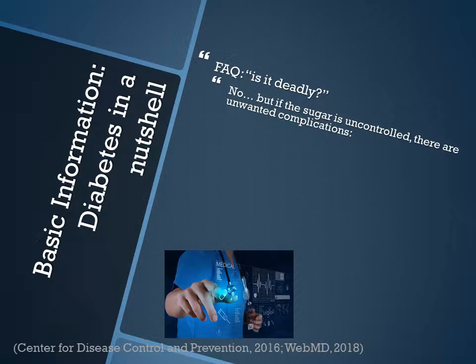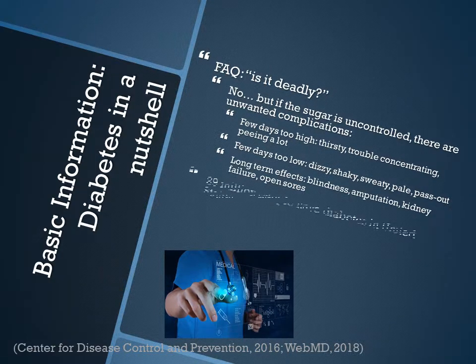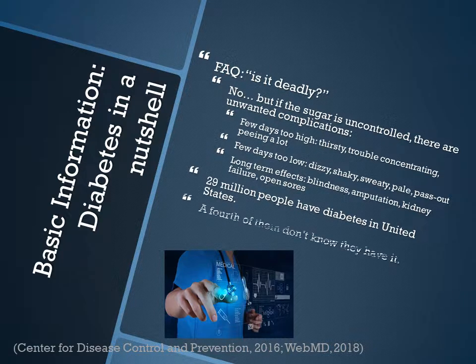If you go a few days with your sugar too high, you'll get very thirsty, you have trouble concentrating, and you pee a lot. On the opposite hand, if you go a few days with too low sugar, you'll get dizzy, shaky, sweaty, pale, and you might even pass out. And just so you know, about 29 million people in the United States have diabetes, and 1/4 of them don't even know they have it.